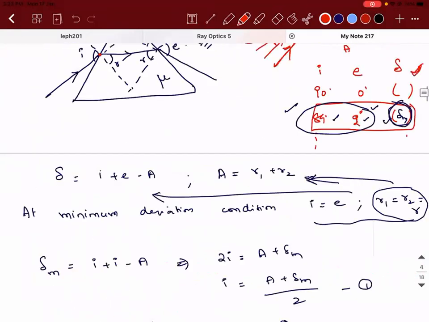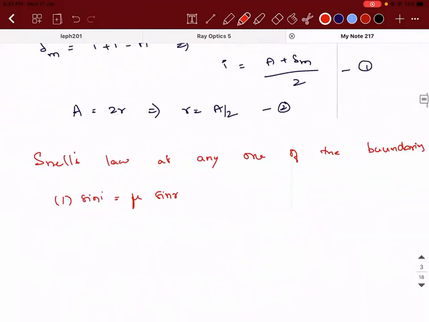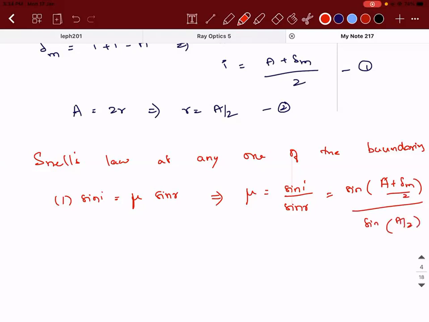Just check it. The outside medium is air, so the refractive index is 1. 1 multiplied by sine of I will be equal to mu multiplied by sine of R, which implies mu is equal to sine I divided by sine R. So what is going to be the value of I? It is (A plus delta m) divided by 2, and sine of R is going to be A divided by 2. The refractive index of the material in practical, that is in your lab, you can calculate using this mathematical expression. Clear?